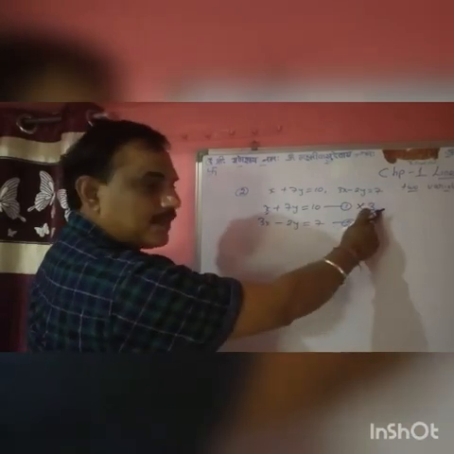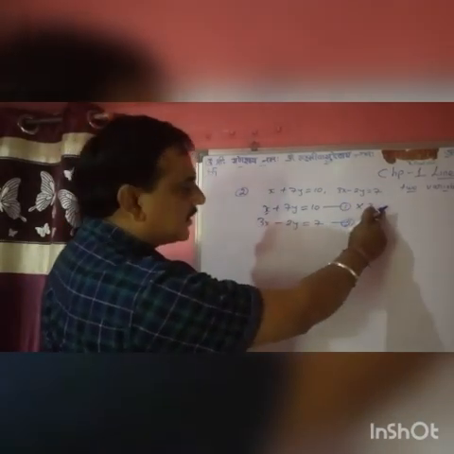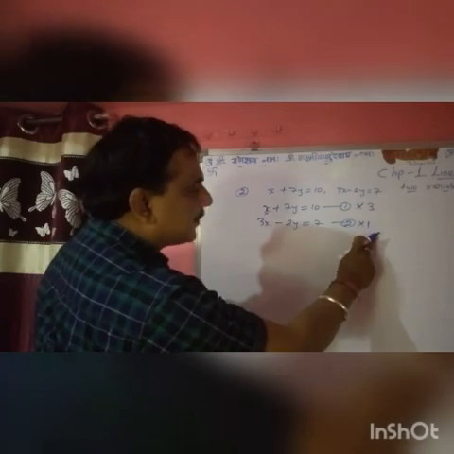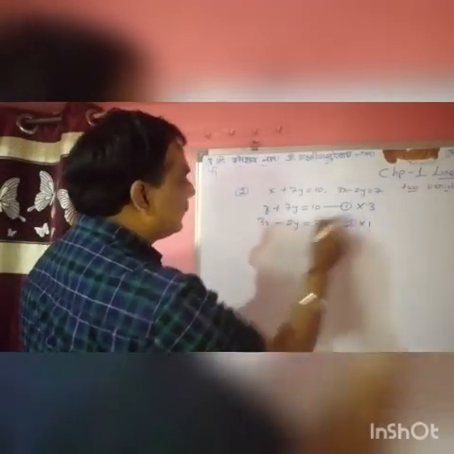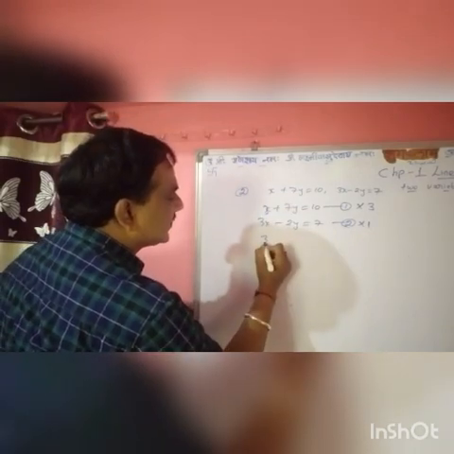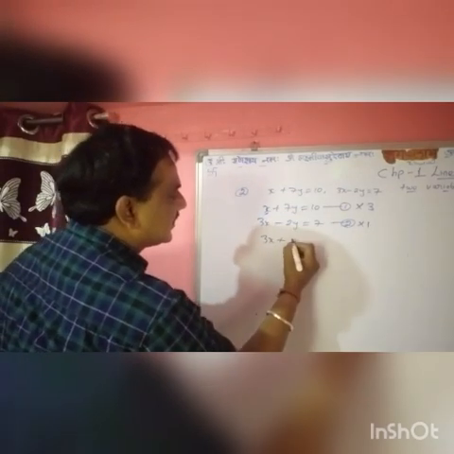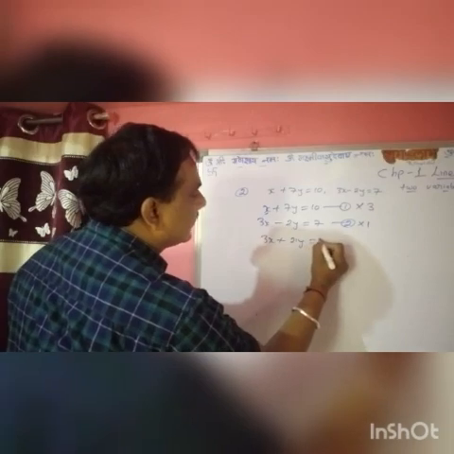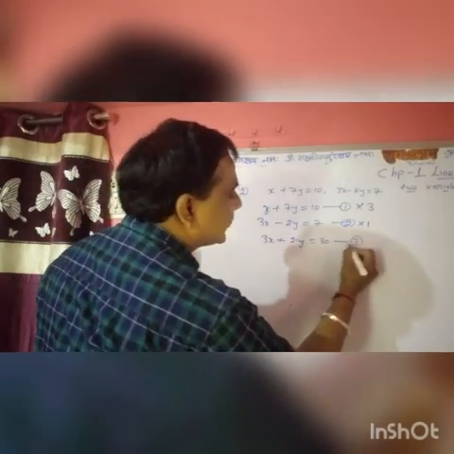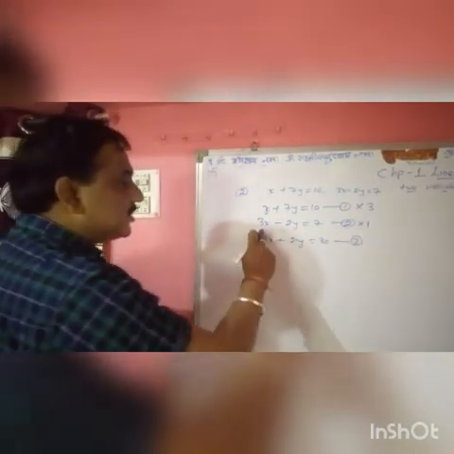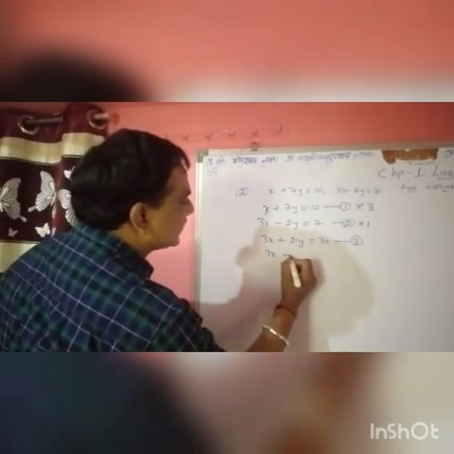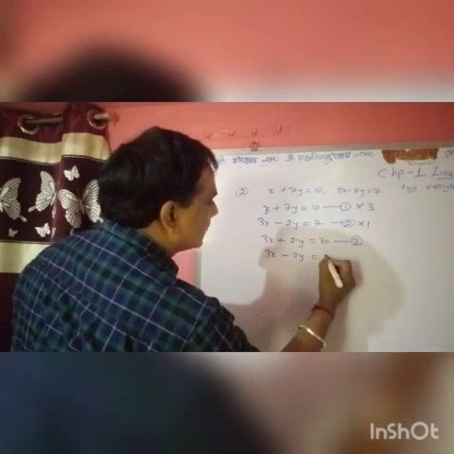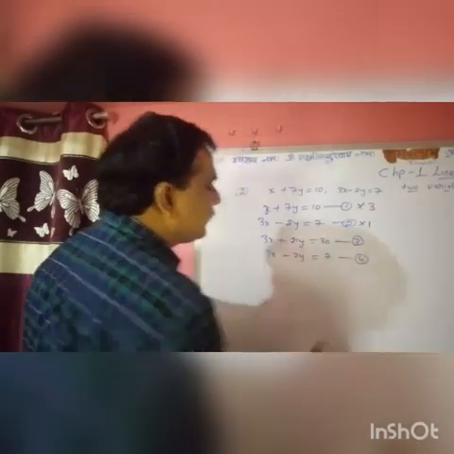Equation 1 we will multiply by 3. Equation 2 we will multiply by 1. Thus we will make it equal. Multiply the whole equation 1 by 3: 3 into x is 3x, 7 3s are 21y, 10 3s are 30. That is equation 3. Now equation 2 multiply by 1: 1 into 3x is 3x, minus 2y, 7 1 is 7. That is equation 4.